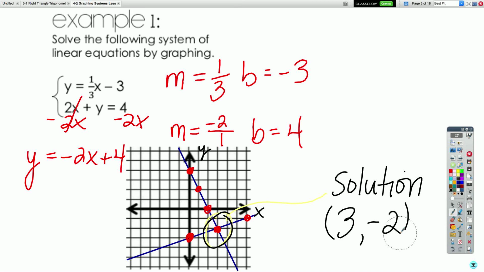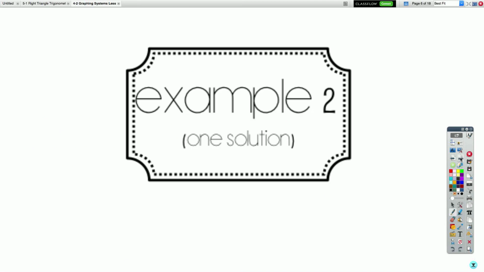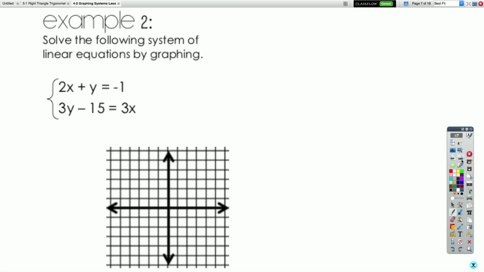All right, moving on. This one is another example of one solution. What does that mean to you? It's going to cross 1 time. All right. So, are they ready to graph? No. So, you got to do a little bit of work. I'm going to give you about 2 minutes to put them both in slope-intercept form. Go ahead and try to do that.